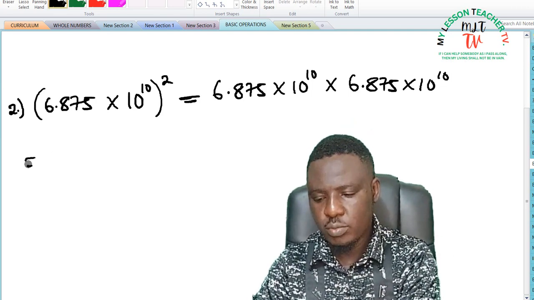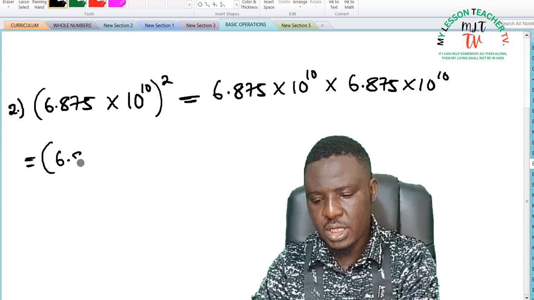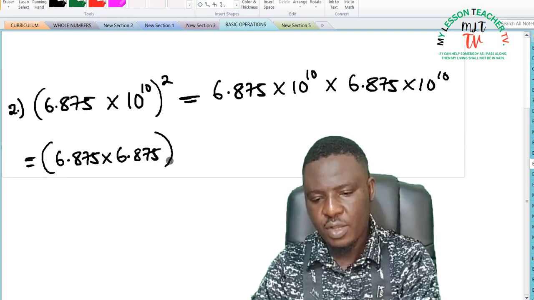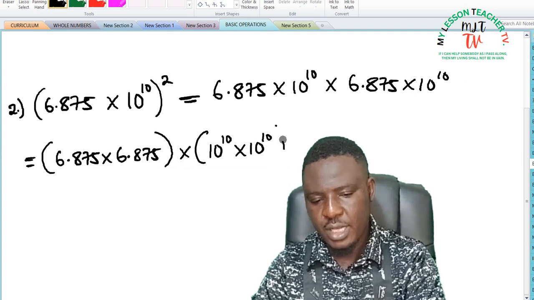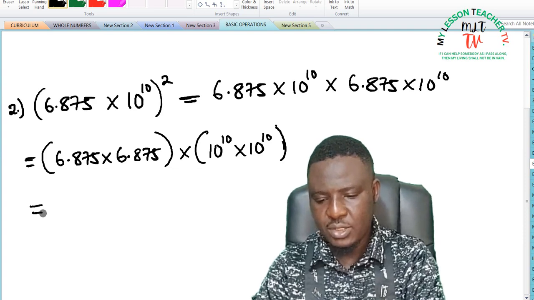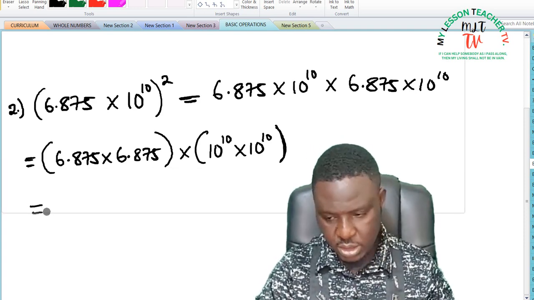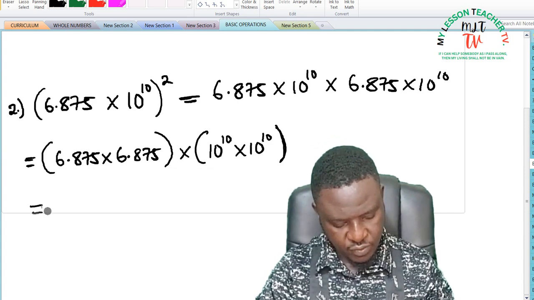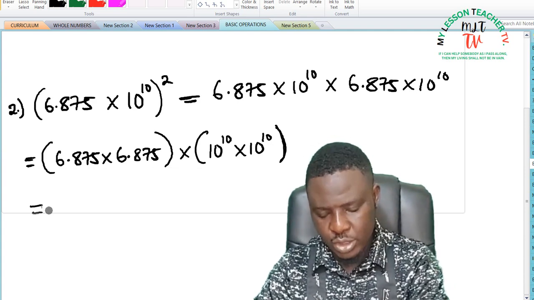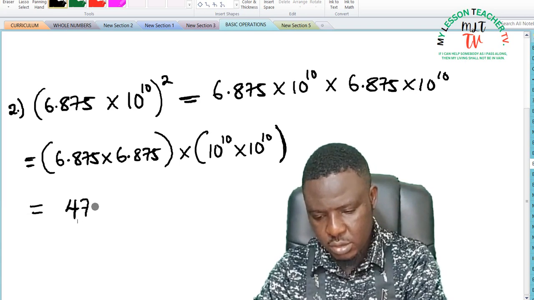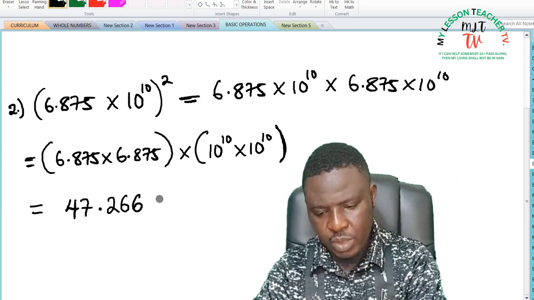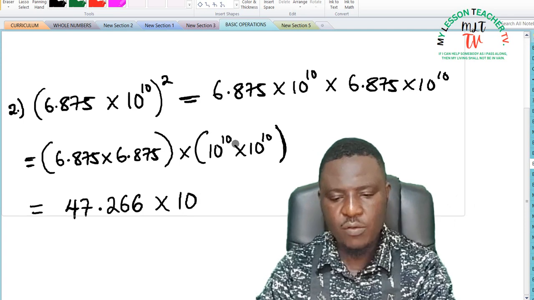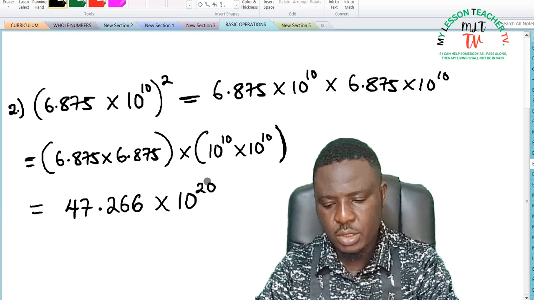So this is equal to 6.875 times 6.875 times 10 raised to the power of 10 times 10 raised to the power of 10. And when you simplify this, it is going to be equal to 6.875 times 6.875, which gives us approximately 47.266, times 10 raised to the power of 10 plus 10, which is 20.